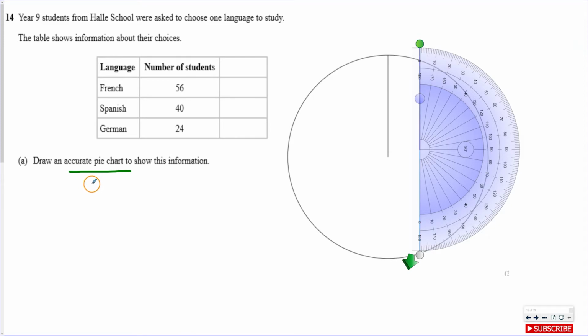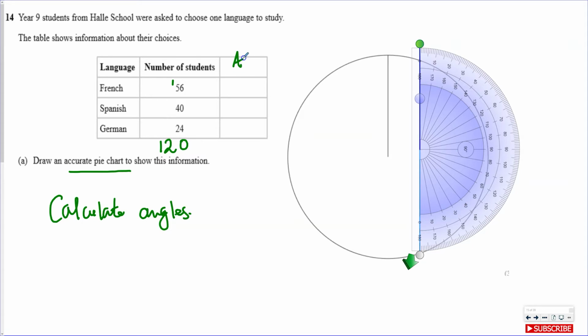To draw an accurate pie chart, you need to calculate angles for each one of these subjects. Now, what do we need to do? First of all, before anything, we need to add all the number of students because those are the numbers that are going to be represented in this whole pie chart. All right, so let's add them up. 6 plus 0 plus 4 is 10. So 0 carry over 1, and 1, 6, 10, and that's going to be 120.